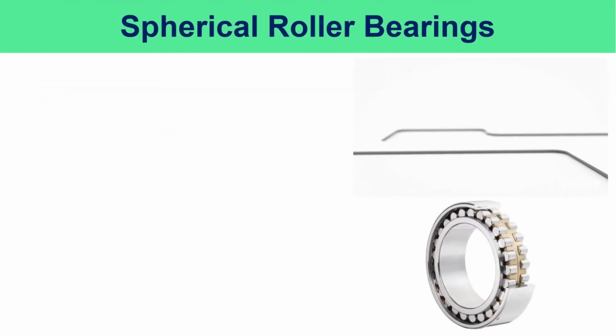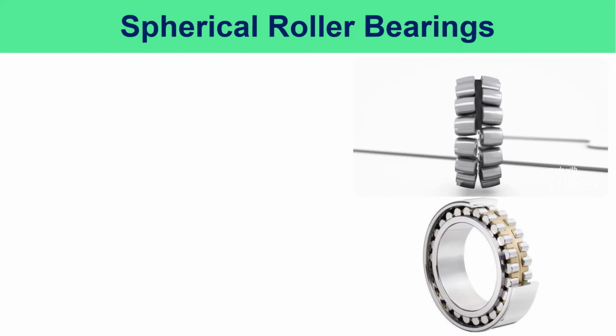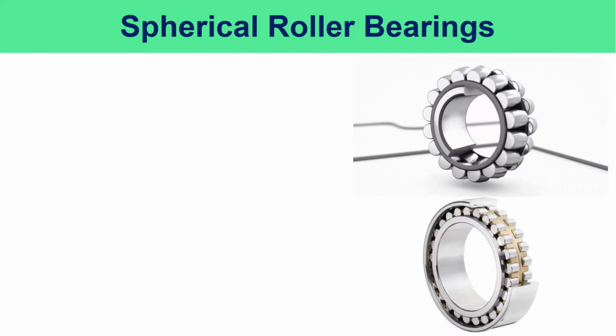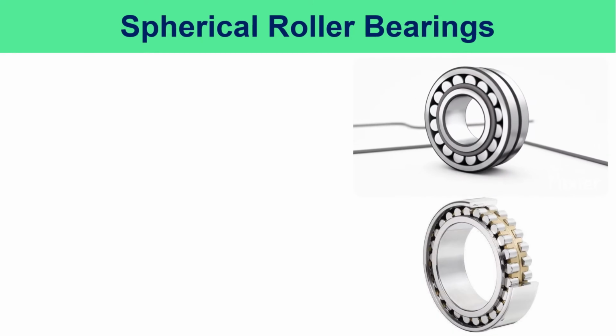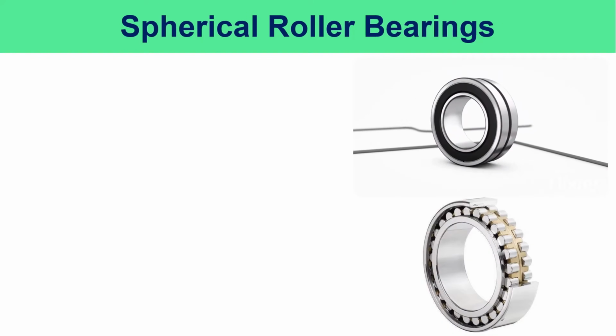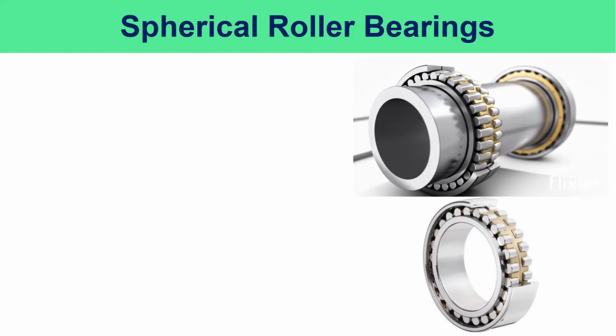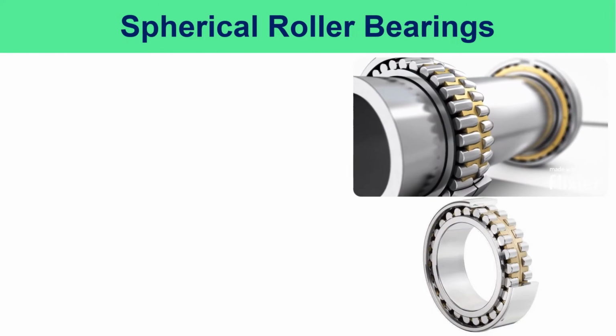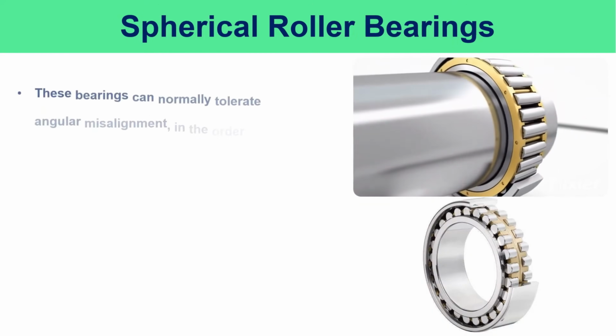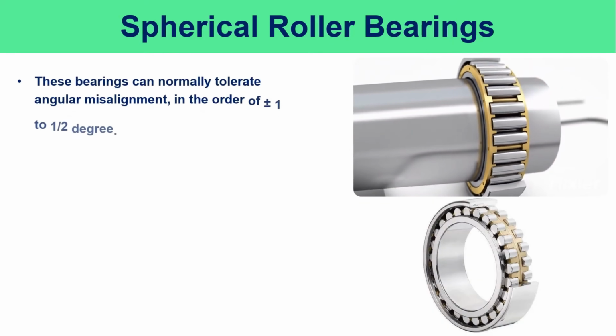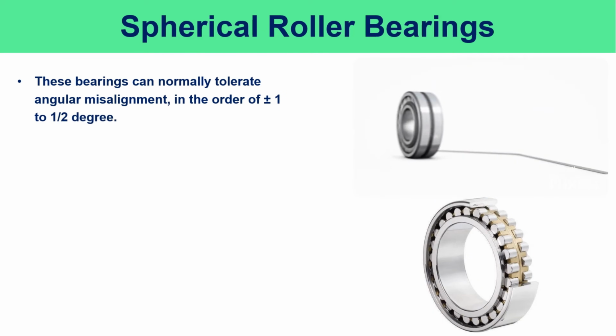Spherical roller bearings. A spherical roller bearing consists of an inner ring with 2 raceways, an outer ring with a common spherical raceway, spherical rollers, cages, and internal guide rings or center rings. These bearings can also be sealed. These bearings can normally tolerate angular misalignment in the order of plus or minus 1 to 1/2 degree.